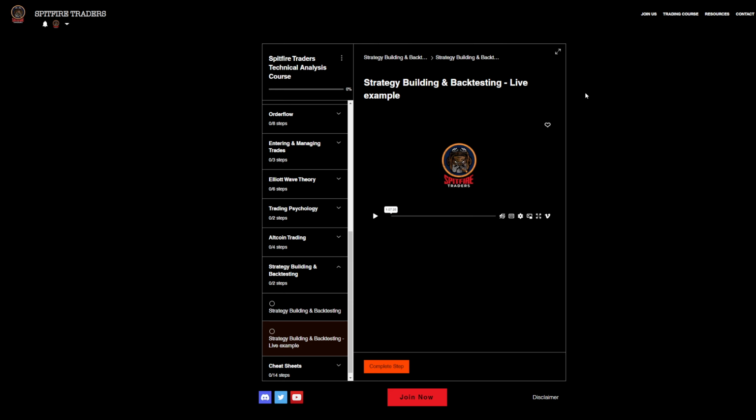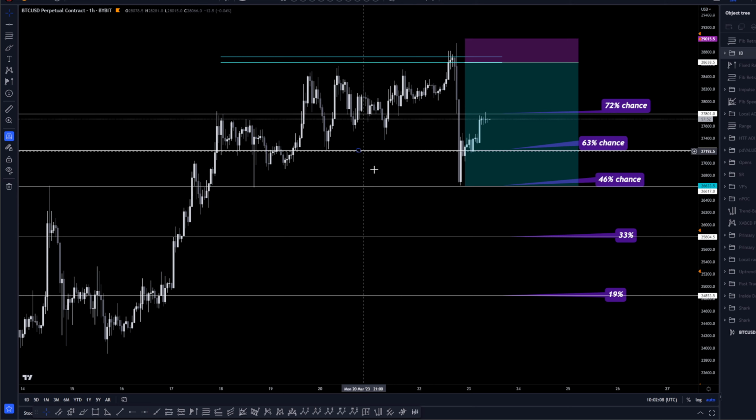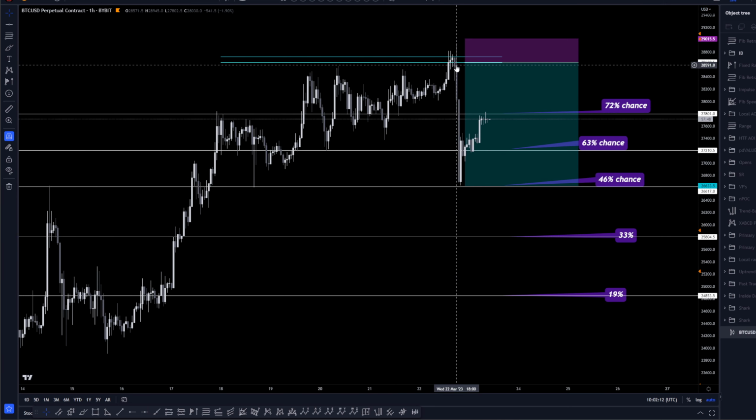Where it is now is it's 72% hit rate. And I've got all the statistics behind it. Now, that same strategy that we were looking at on Tuesday's live stream ended up giving us a setup for last night, which is this. So this is the setup that it gave us last night. So the entry criteria being up here.